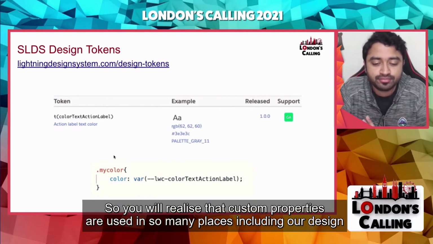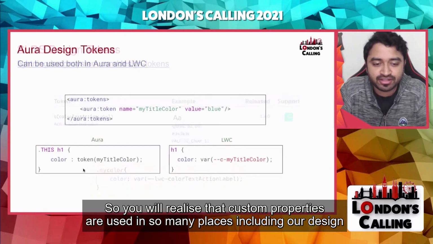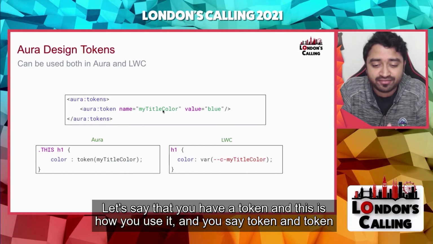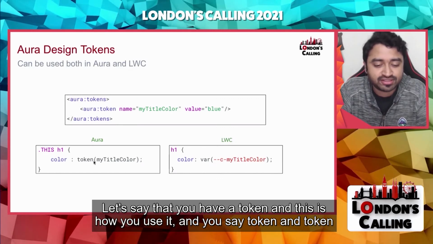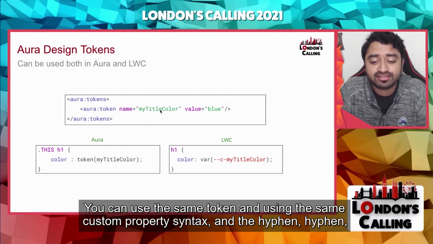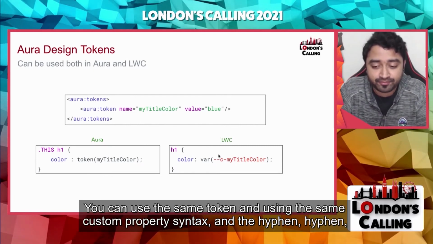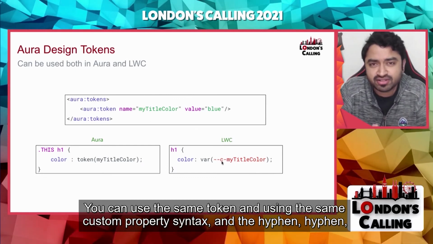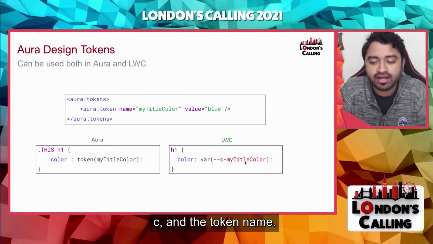So you will realize that custom properties are used in so many places, including Aura design tokens. So let's say you have an Aura token. This is how you use it in Aura: you say token and the token name. But you can use the same Aura token in LWC also, using the same custom property syntax. So --c, which is the namespace of the token, and the token name.